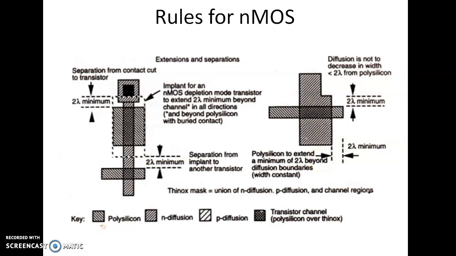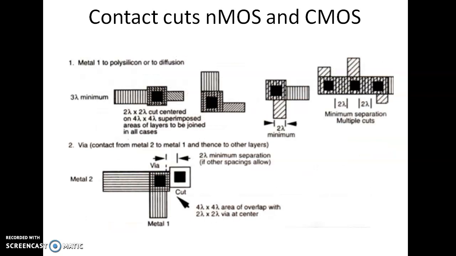Such rules will not be there for the stick diagram, only the color codes should be considered. So what are the rules for contact cuts, NMOS and CMOS? Metal 1 to polysilicon or to diffusion, we know 3 lambda is the minimum width, and here the contact cut is 4 lambda by 4 lambda, and minimum here it is 2 lambda by 2 lambda cut center. So we know this is 3 lambda for metal 1. It is 4 lambda square used for contact cut outer. Inner is 2 lambda by 2 lambda.